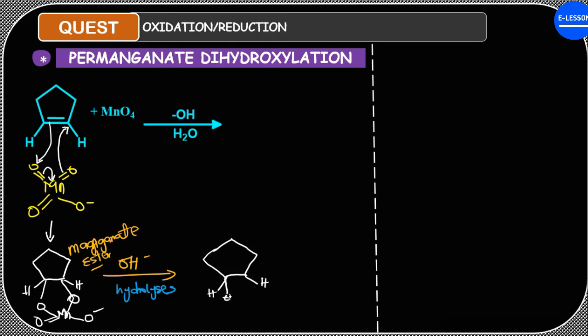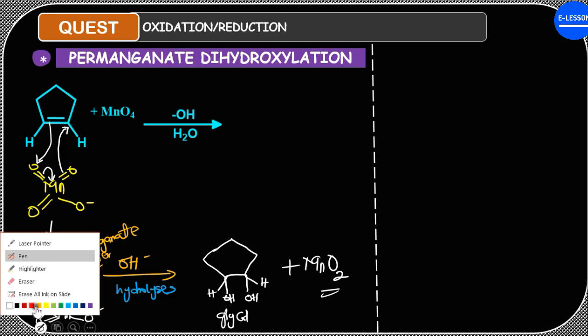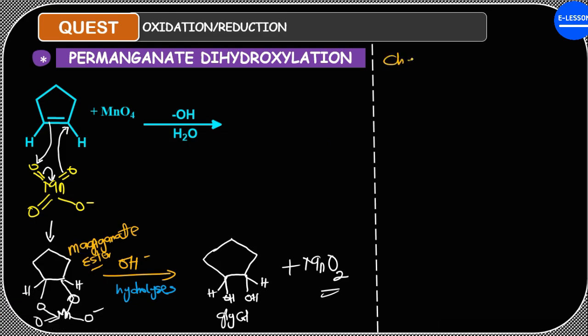Then we have OH, and then we have OH, right? Glycol plus manganese dioxide, right? Now, in addition to the synthetic value of this, that means in addition to the synthesis of glycol using KMnO4 as the oxidizing agent, this is also one of the chemical tests for alkene.